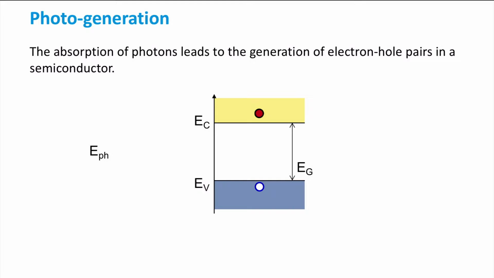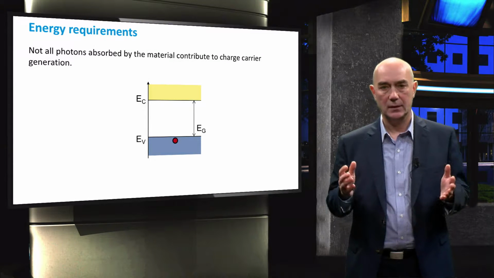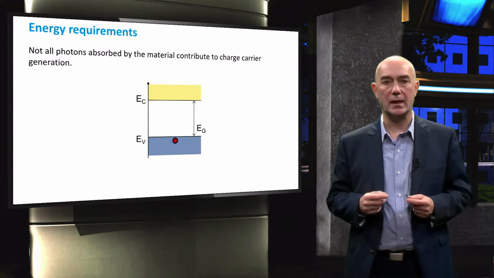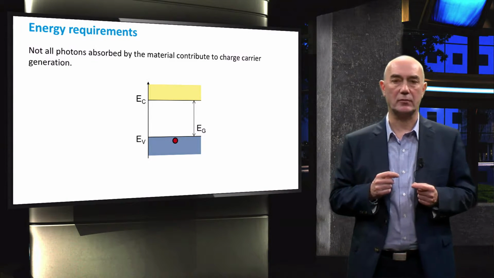Photogeneration results in generation of electron-hole pairs, or in other words, the concentration of mobile electrons and the concentration of holes in the material is increased by the same amount. However, this excitation does not always happen. Photogeneration is limited by energy constraints.